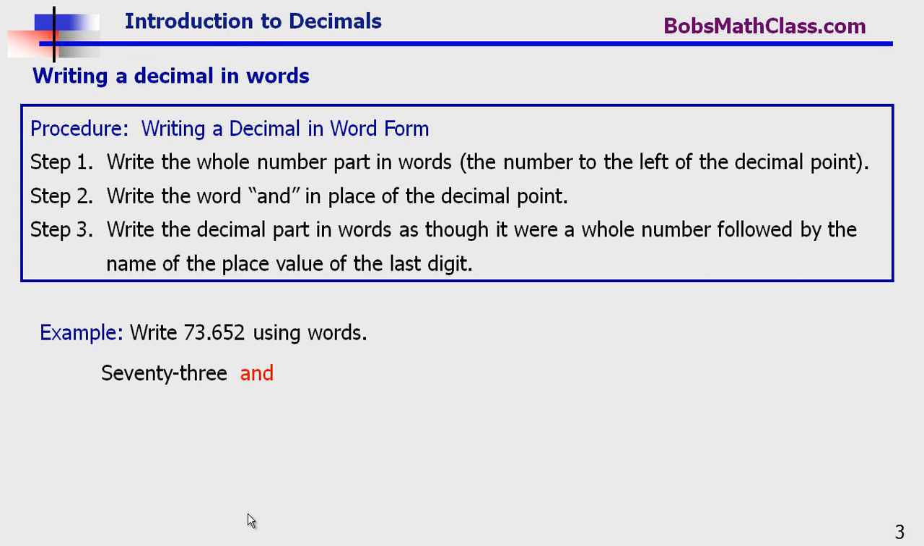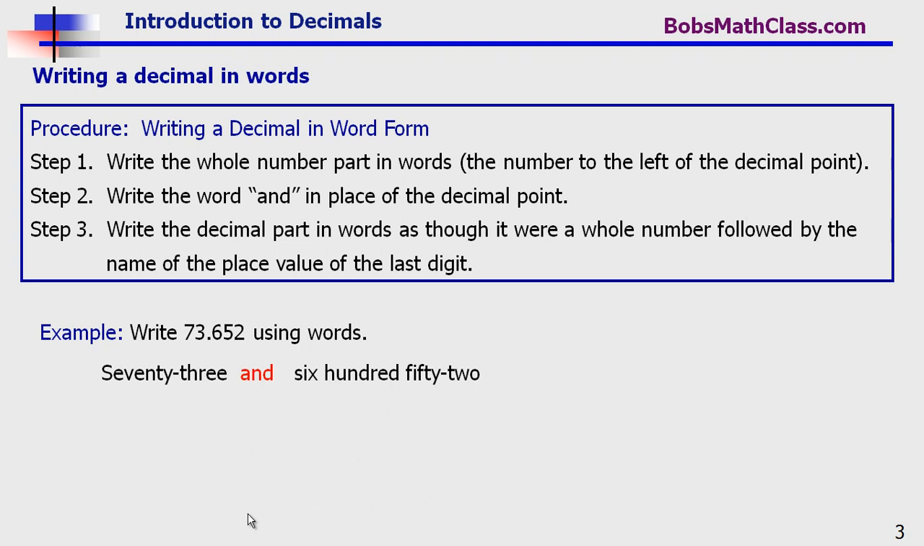Okay. And now we're going to put the number after the decimal point. That would be 652. Six hundred, right? 652. There's 3 numbers. So don't even worry about what place it is in yet. Just write down the number. There's 3 numbers, so you would say six hundred fifty-two. Don't forget the hyphen between the 50 and the 2.